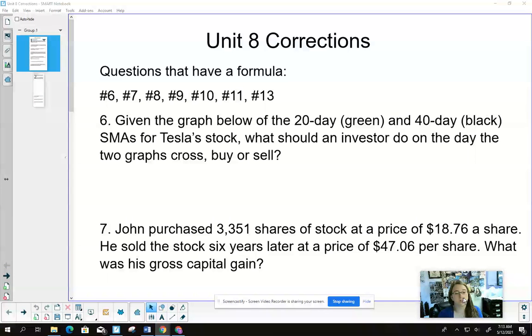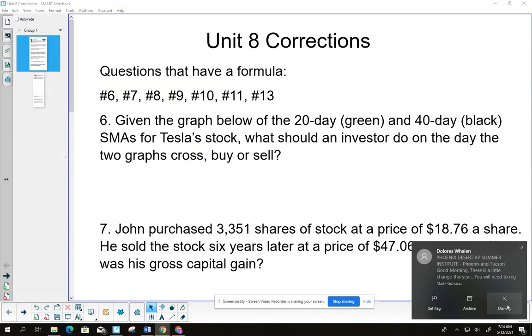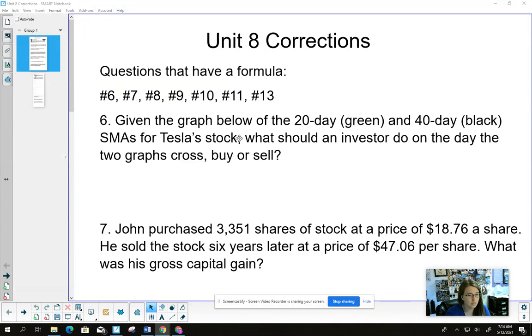So this is partially what made this test so hard, is that half of it, you just had to know how to do it. Didn't have a formula, you had to know how to do it. So let's go through the formula ones first. If you didn't miss any of these, then you can skip ahead in the video until you see where I'm talking about the other questions you need.